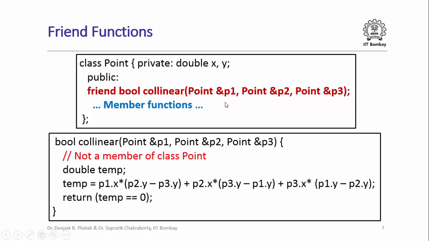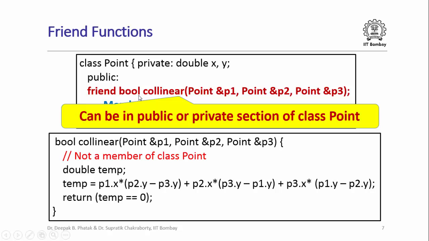So here is where the friend declaration comes in useful. I could declare in the definition of the class point that this function collinear, which is going to return a boolean and is going to take 3 references to objects of the class point. So this is basically the declaration of the function, and I could prepend that with the keyword friend to indicate to the class point that this function should be given access to its private data members. Now, should I put this friend declaration in the public or private section of the class point?